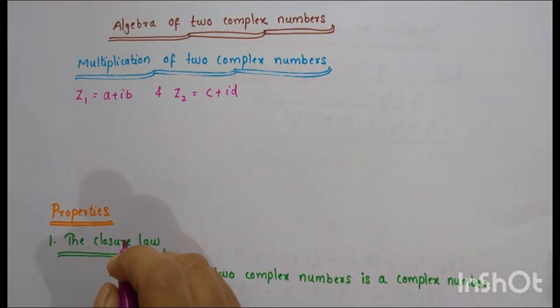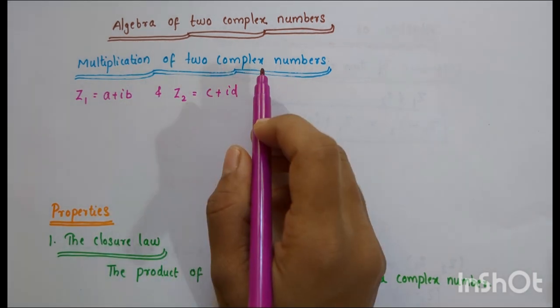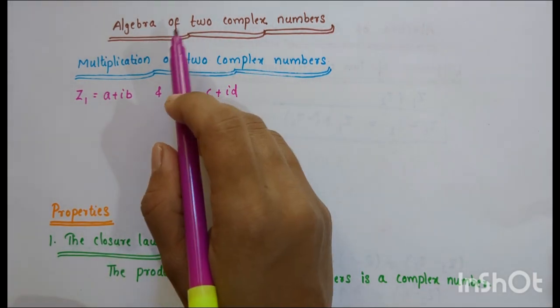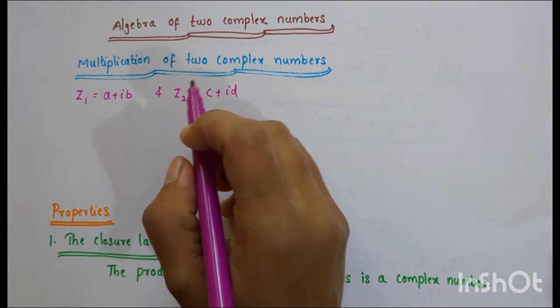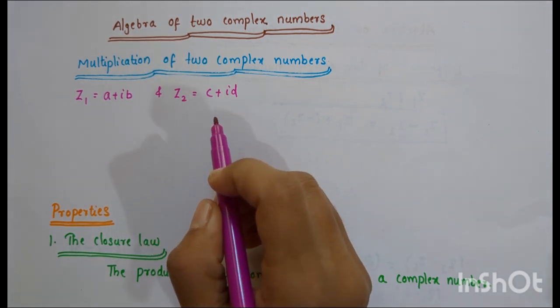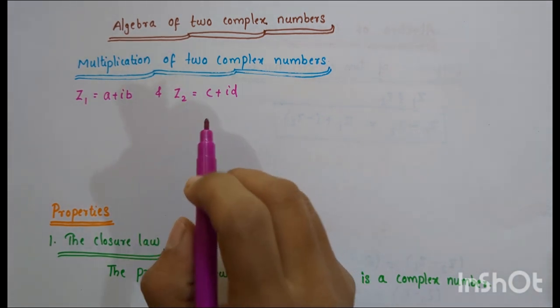Hello everyone. In this video, we are going to discuss multiplication of two complex numbers, which comes under the topic algebra of complex numbers from the chapter Complex Numbers and Quadratic Equations, class 11 maths.